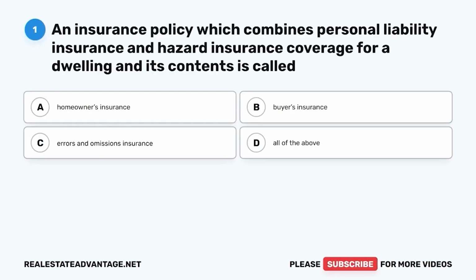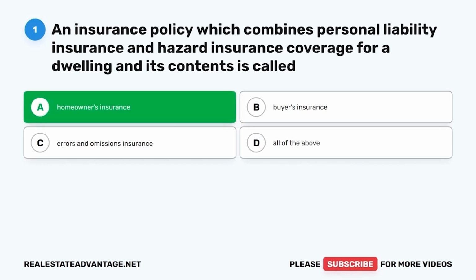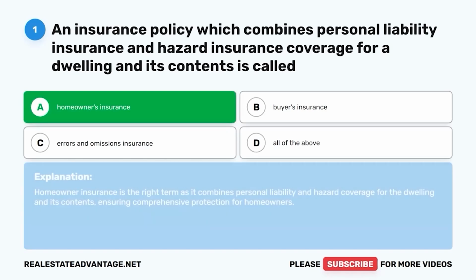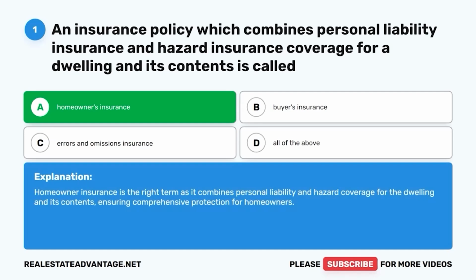Now let's get started. Question 1. An insurance policy which combines personal liability insurance and hazard insurance coverage for a dwelling and its contents is called A. Homeowner's insurance, B. Buyer's insurance, C. Errors and omissions insurance, D. All of the above. The correct answer is A. Homeowner's insurance. Homeowner insurance is the right term as it combines personal liability and hazard coverage for the dwelling and its contents, ensuring comprehensive protection for homeowners.